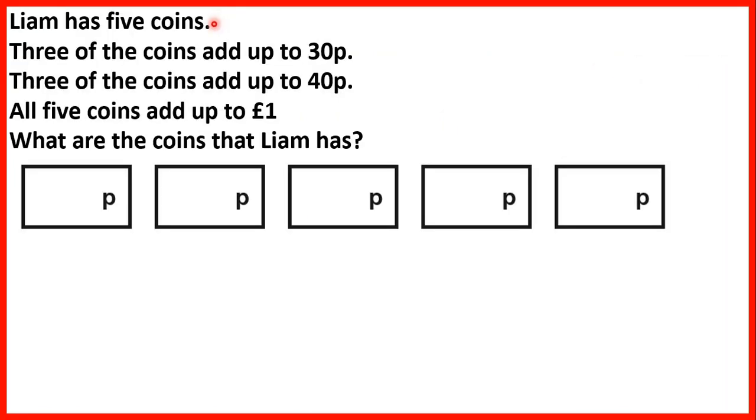Liam has 5 coins. 3 of the coins add up to 30p. 3 of the coins add up to 40p. All 5 coins add up to £1. What are the coins that Liam has?